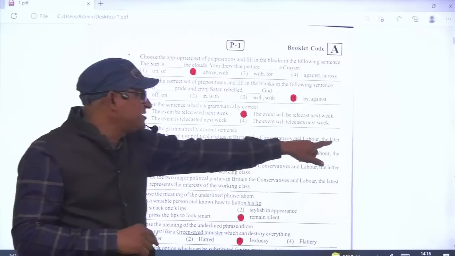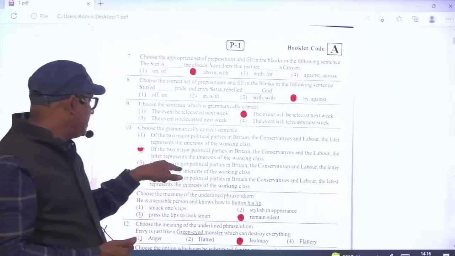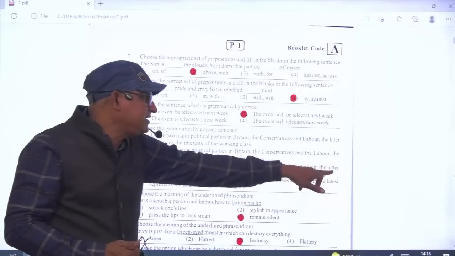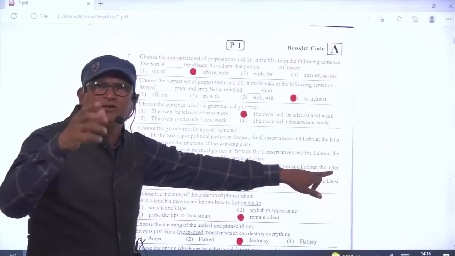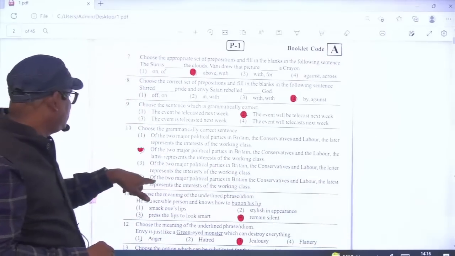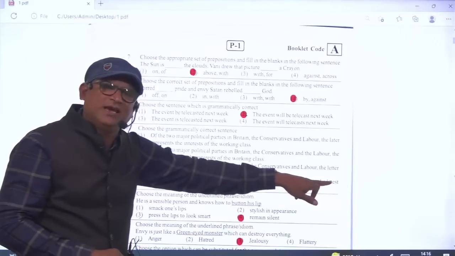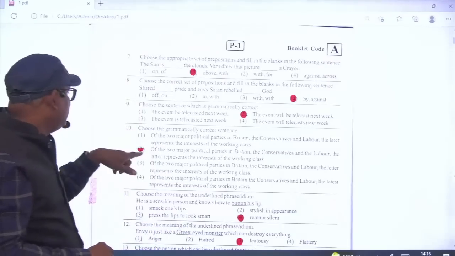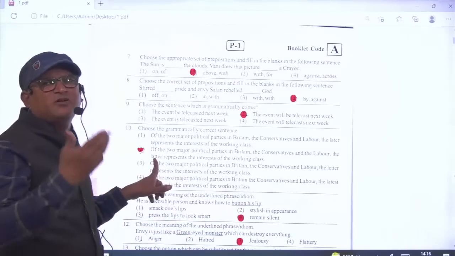See, in the first option, latter means after. That might be the wrong one. And coming to the third option also, letter is one of the letters, that is, one of the parties. Letters might be wrong. And the fourth one also has latest as an adjective, that was an error. That's why latter, the second one, is the right option.